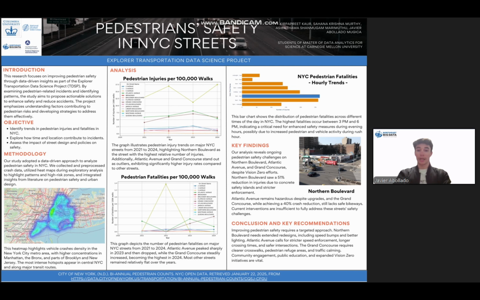Now, looking at our first analysis, pedestrian injuries per 100,000 walks, shows that Northern Boulevard, Atlantic Avenue, and Grand Concourse stand out as the most dangerous streets in terms of injuries. Their numbers have remained consistently high since 2021, with no significant improvements over time. With that, I'll pass it over to Aswathama, who will continue explaining the rest of our analysis.